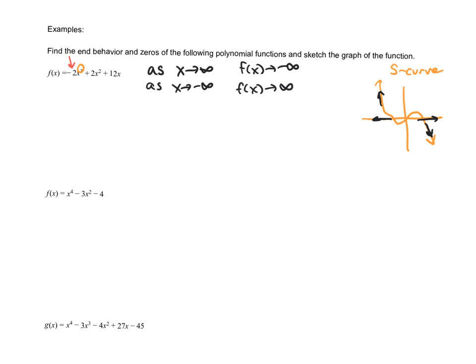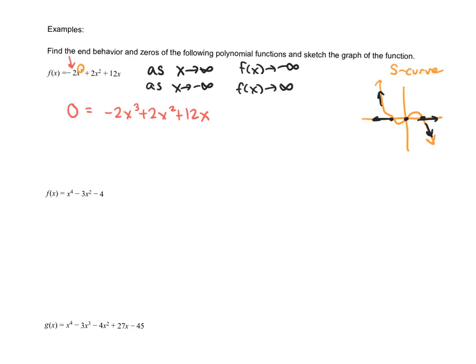Now, as far as zeros, you can see that I just roughly put some zeros in here. I don't know if those are right or wrong, but we can check. Because what we're going to check is where 0 is equal to negative 2x cubed plus 2x squared plus 12x. Now, of course, on your graphing calculator, you can just look at the graph and estimate where they are. On Desmos, you can actually point to them and it'll tell you.